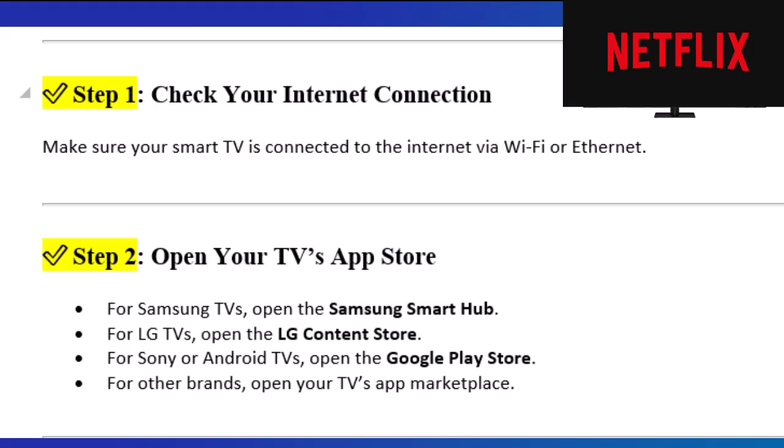Step 2. Open your TV's App Store. For Samsung TVs, open the Samsung Smart Hub. For LG TVs, open the LG Content Store. For Sony or Android TVs, open the Google Play Store. For other brands, open your TV's app marketplace.